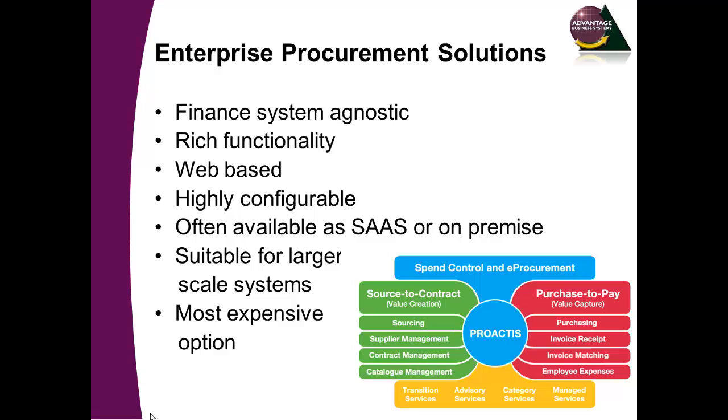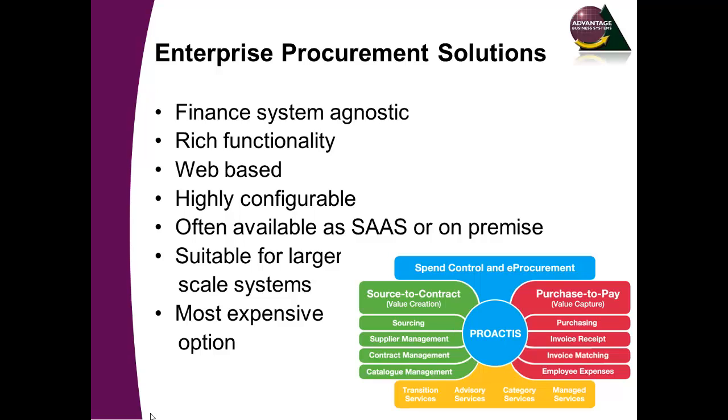You can often buy them as software as a service and utilise them that way rather than having them on premise. So that may potentially be of interest to people depending upon what sort of IT you have internally and resources available. Enterprise level systems are usually for larger scale implementations where you've got lots and lots of users that need to be able to access the system, and it usually is the most expensive option.